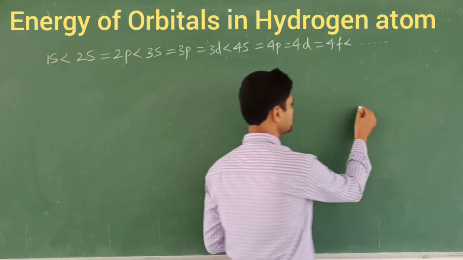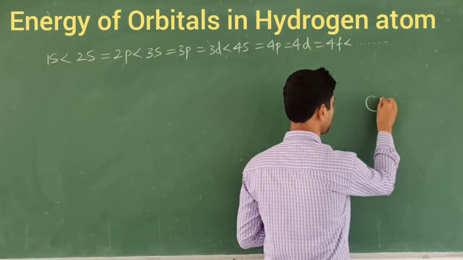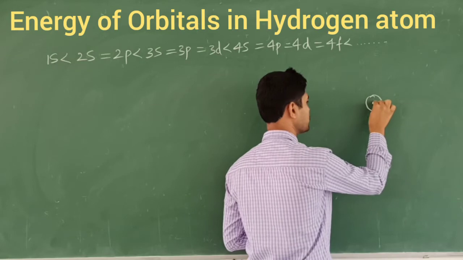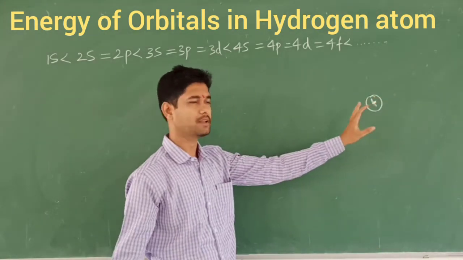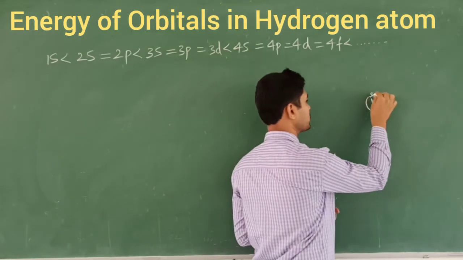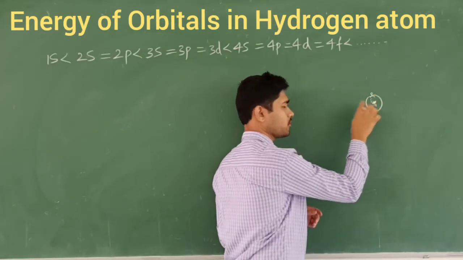If I show this, that is a simple hydrogen atom, right? This is the nucleus. The nucleus has a positive charge. Surrounding this, one electron will be there, and one proton will be there.